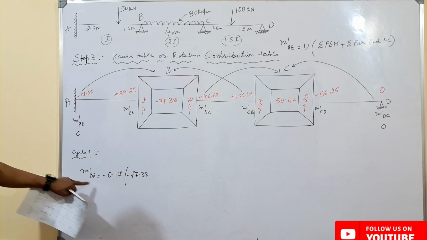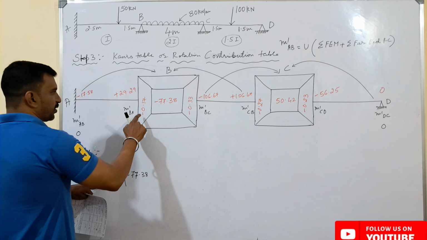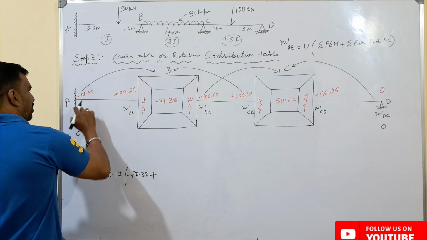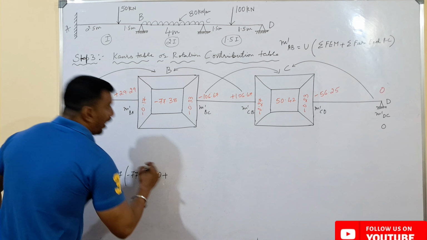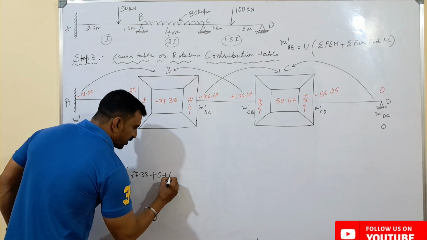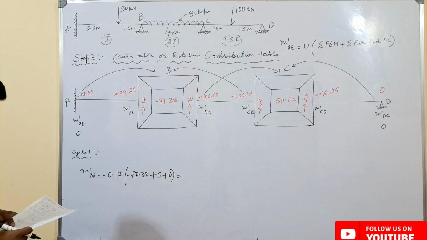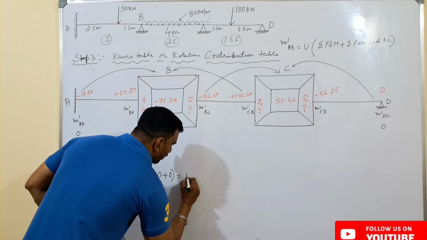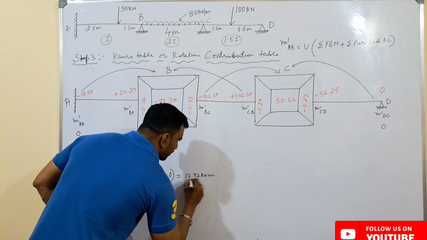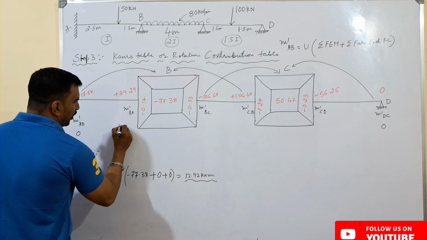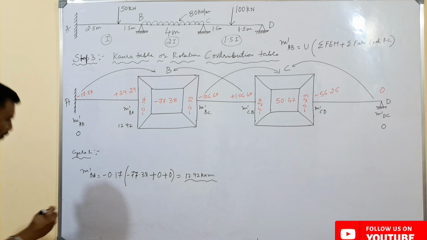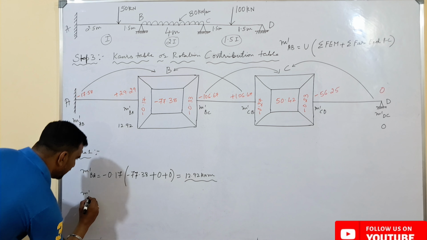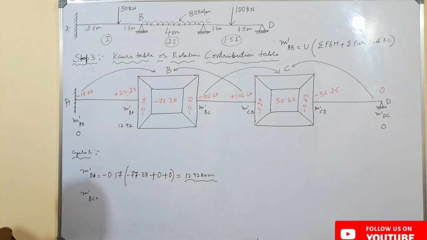So here M dash BA will be equal to the rotation factor, minus 0.17, into the summation of fixed end moments plus the summation of far end rotation contributions. Here the far end rotation contribution is 0, and about the other point we don't know yet, we need to calculate. So the first cycle value will be equal to 0, which fetches a value of 12.92 kilonewton meters. So this value I will write here, that is 12.92. Similarly, M dash BC will be the rotation factor.